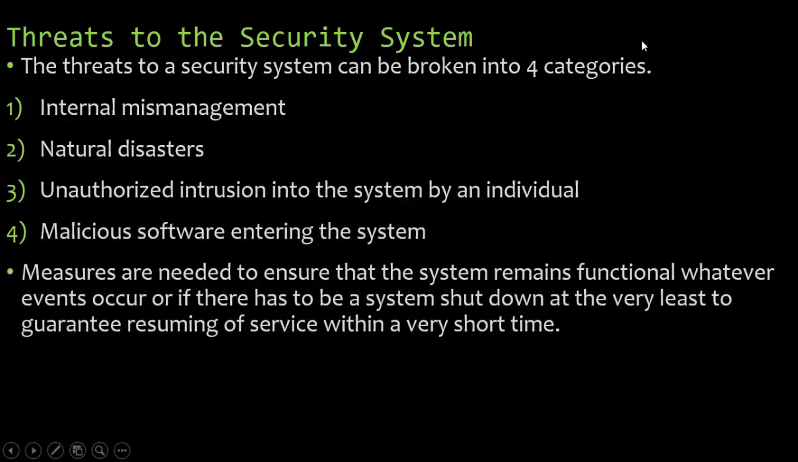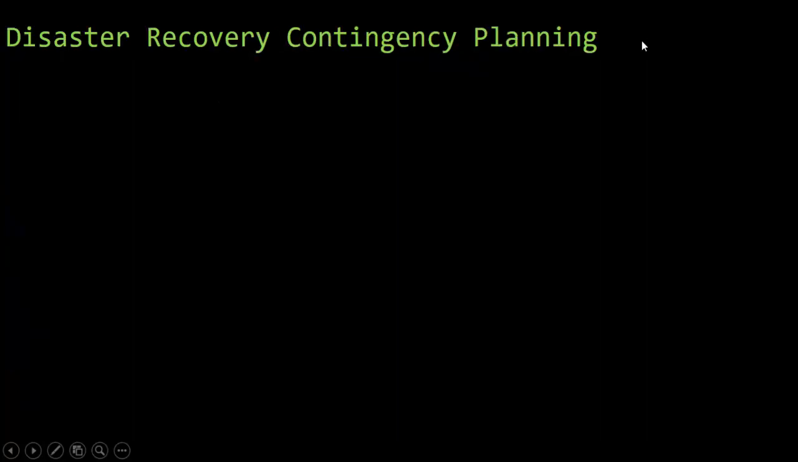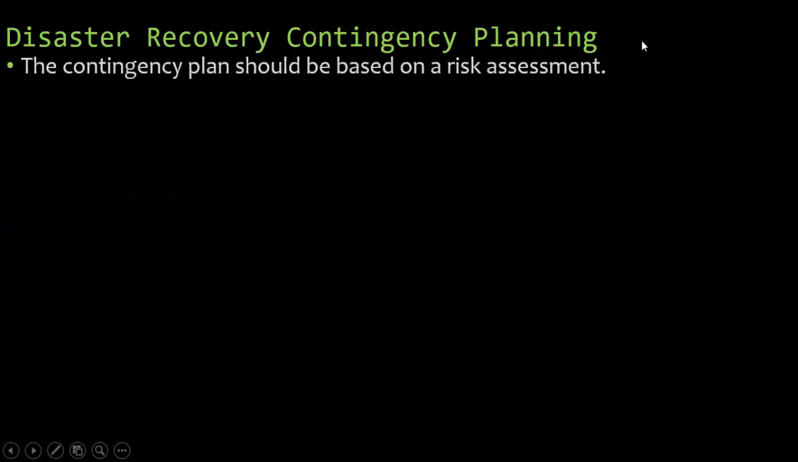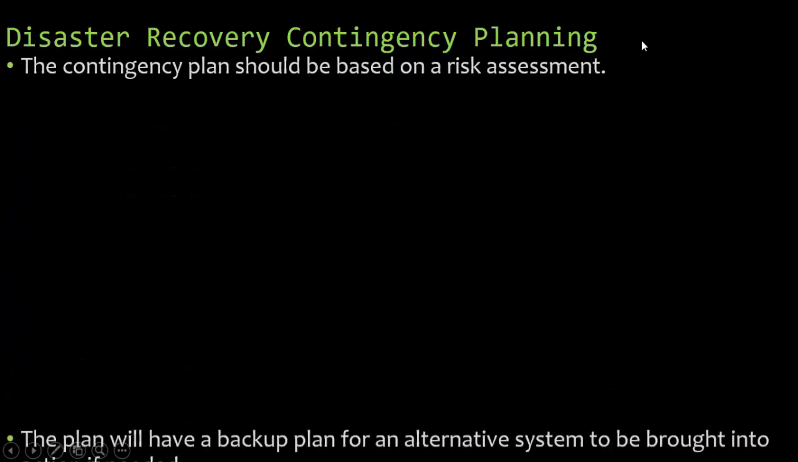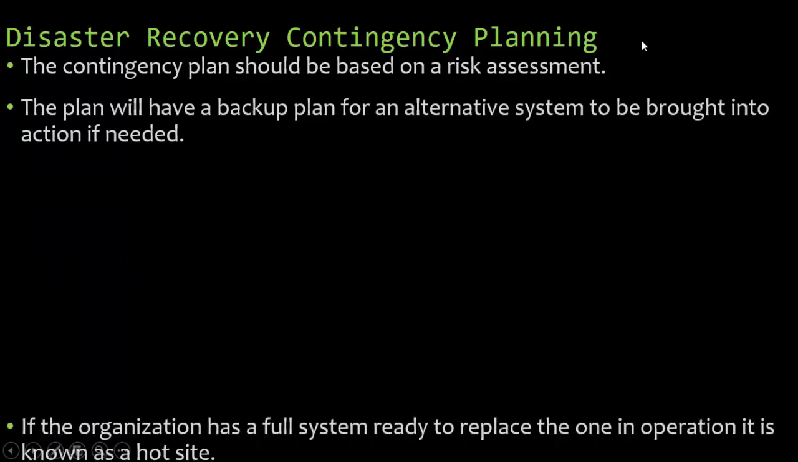Now, measures are needed to ensure that the system remains functional whatever events occur, or if there has to be a system shutdown, at the very least to guarantee resuming of service within a very short amount of time. Now, these measures fall under what is called disaster recovery contingency planning. So let's talk about what that means. The contingency plan should be based on a risk assessment. The plan will have a backup plan for an alternative system to be brought into action if needed.